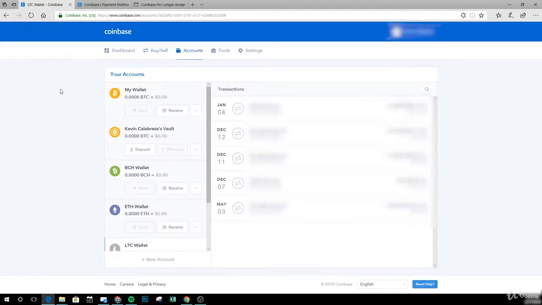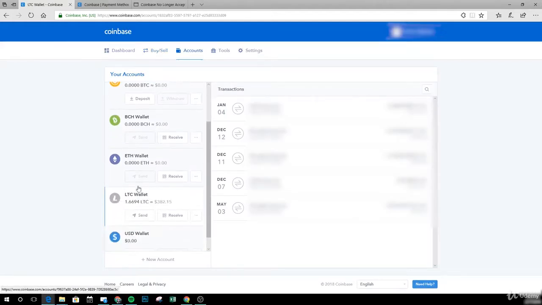So after you buy the Litecoin, you can then click on Accounts, and that's where you can take a look at your wallet to see how much Litecoin you have in your wallet from that purchase. And then keep in mind, of course, based on the payment method that you're using, the amount of time it takes to receive your Litecoin will vary.